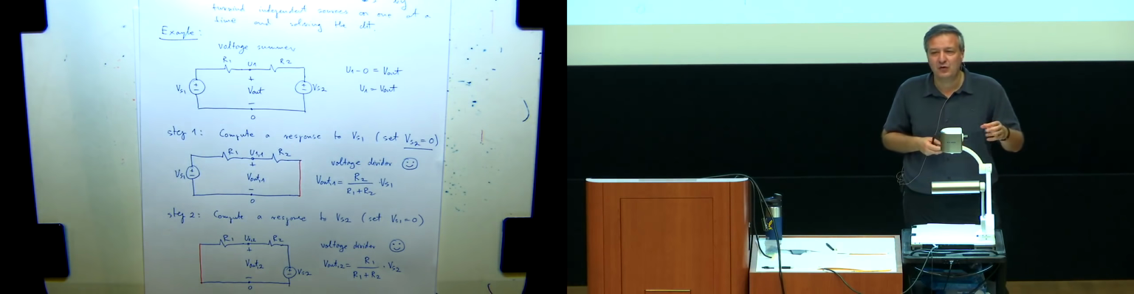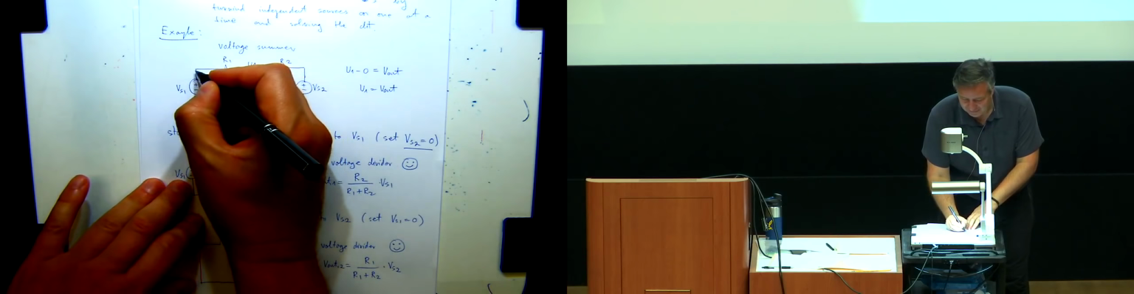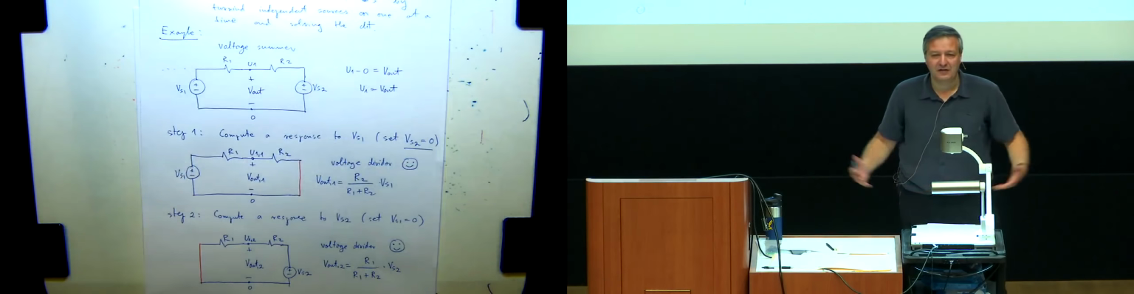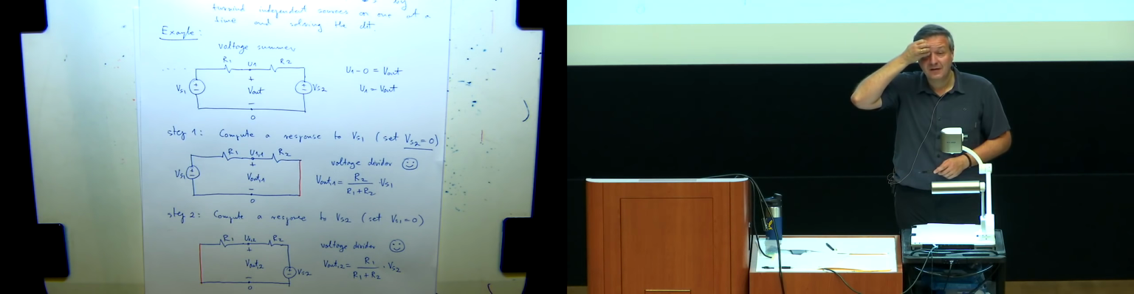When the value of the current source is 0, it's just an open circuit, right? I could attach to this some open circuit, and nothing's going to change, right? Does that make sense?